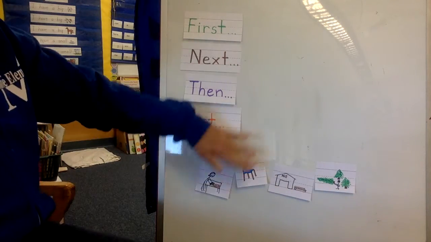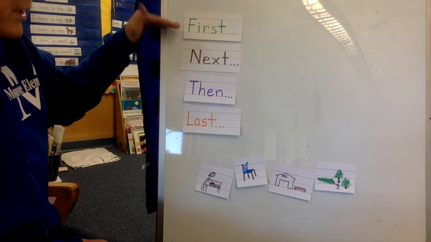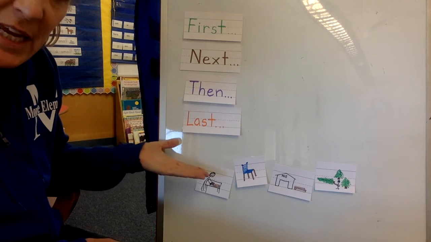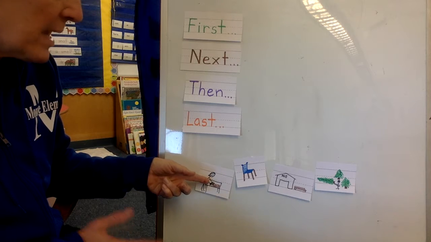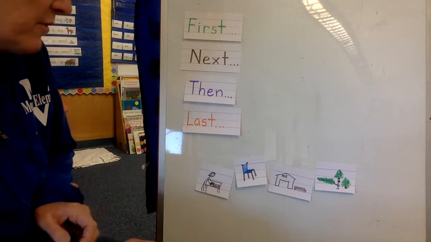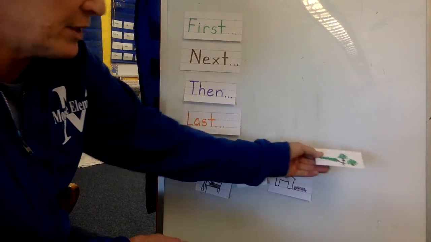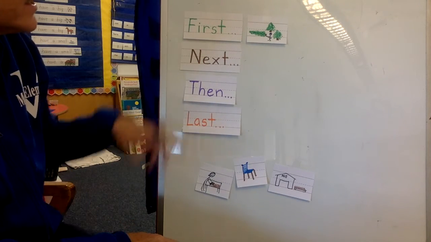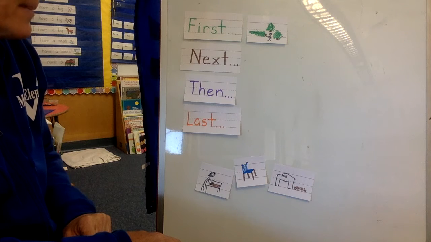Now, if I want to put this in order, the story of a chair, first. Which of those happens first? What's the first thing that happens? Now, the woodworker can't make the chair first. You don't have a chair first. First, they cut down the tree. So I can say a sentence. First, the lumberjack cuts down the tree.